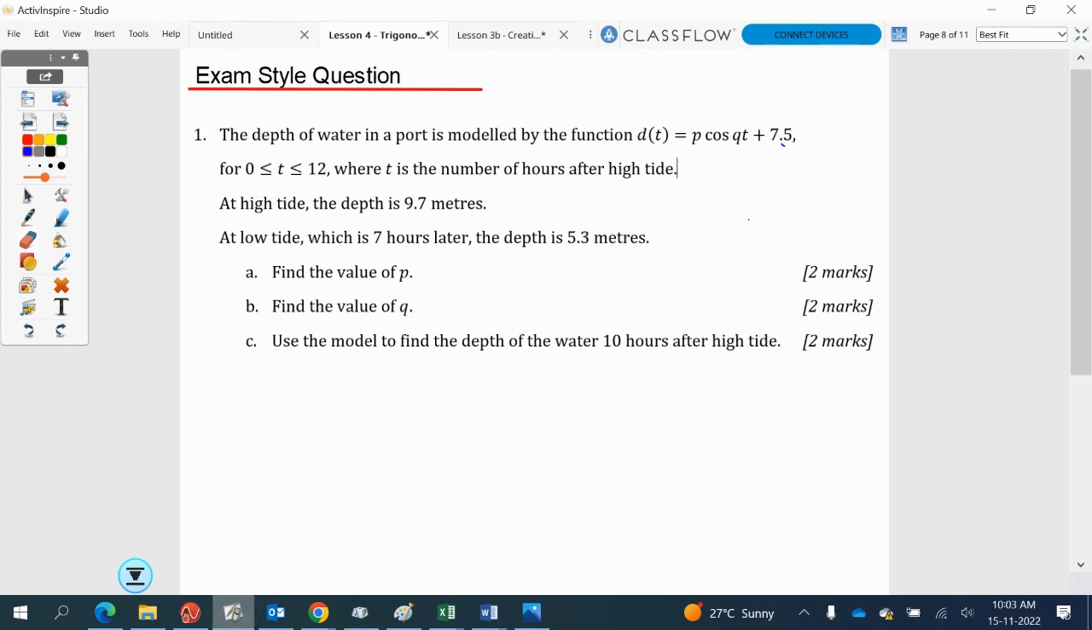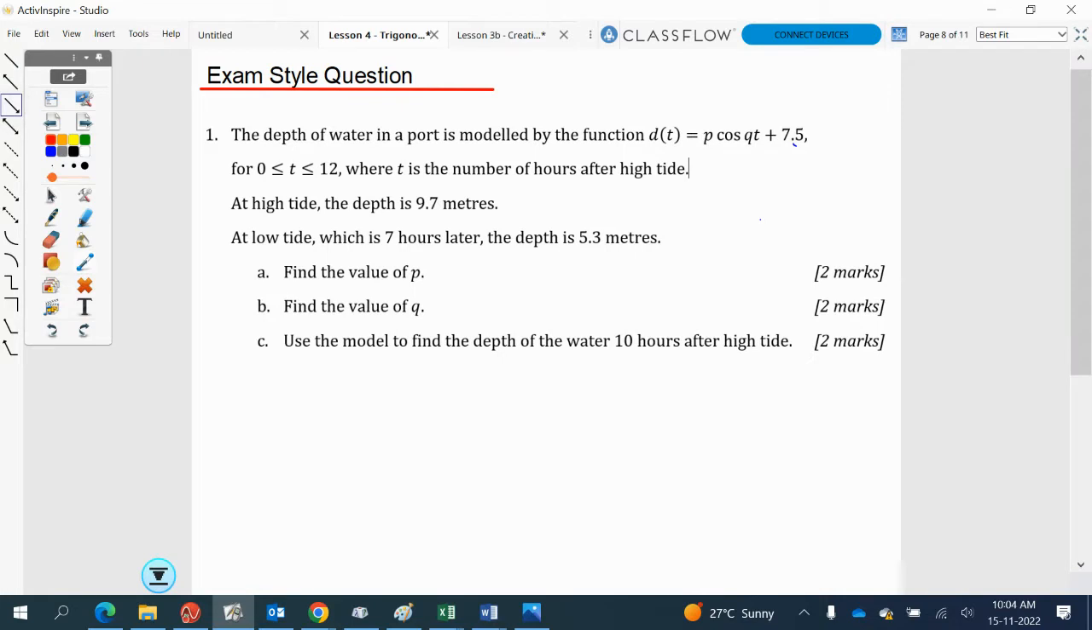Okay, let's have a go at our exam style question. The depth of water in a port is modeled by the function d of t in the period from 0 to 12 hours after high tide. At high tide, the depth is 9.7. At low tide, 7 hours later, the depth is 5.3. Start by sketching the information so you get a better understanding of it.